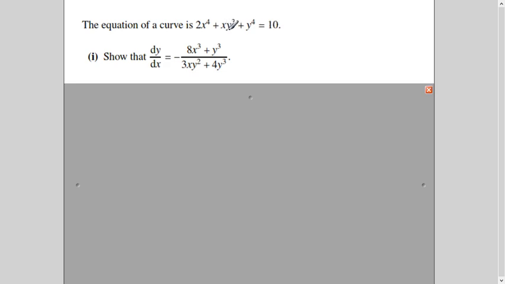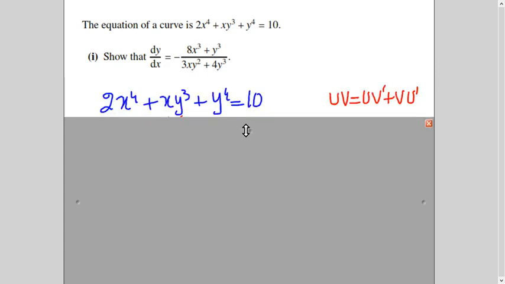Here you will apply what? Think. u into v. Okay?